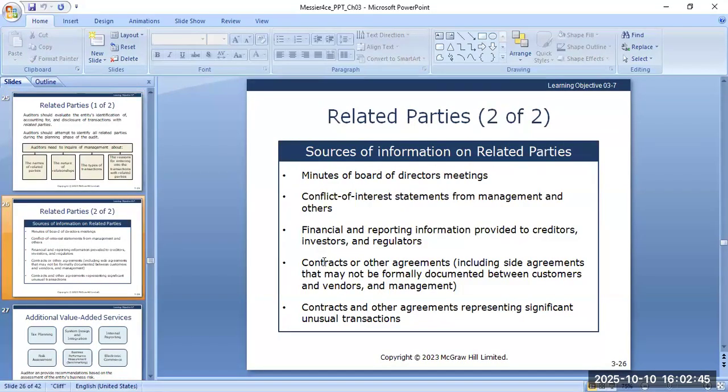What is the source of information? From where are we going to gather that information? We may check the minutes of the board of directors. We may have conflict of interest statements from the management and others. We may have financial report information provided to the creditors, investors, and regulators. What else can we gather? Contracts and other agreements representing significant unusual transactions.